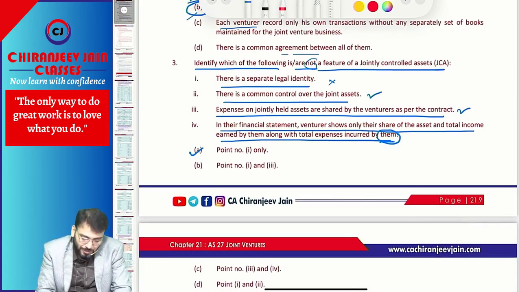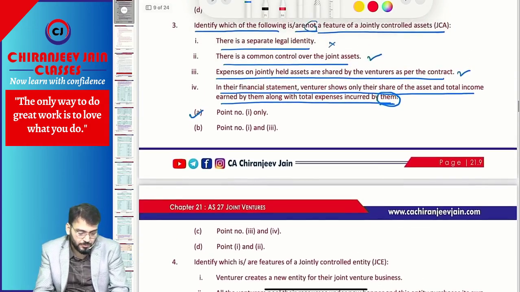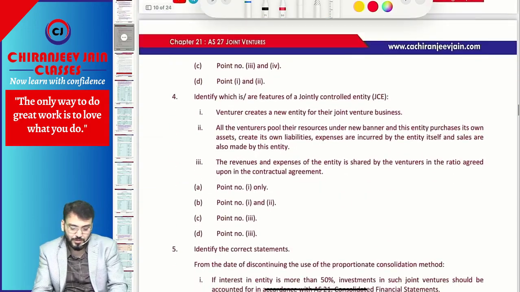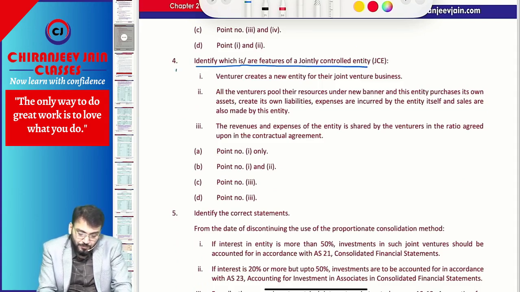Okay. So point number 1 is correct. They have given which option? 3 ka A. So point number A. Okay, chalo. Now point number 4. Identify which are features of jointly controlled entity. Venturer creates a new entity. Yes, correct. All the venturers pool their resources under a new banner and this entity purchases its own asset, creates its own liability. Correct only.